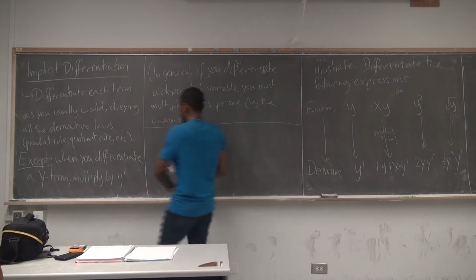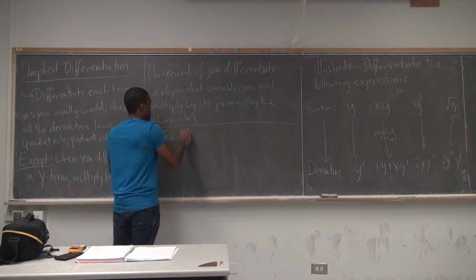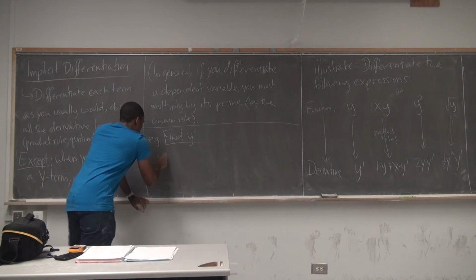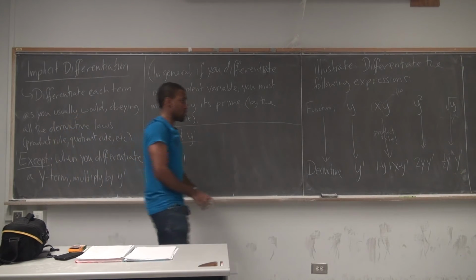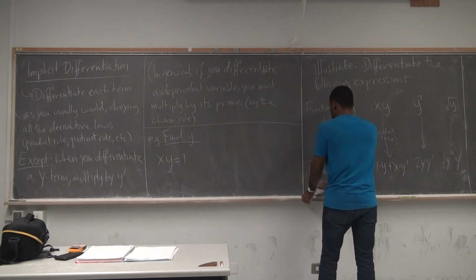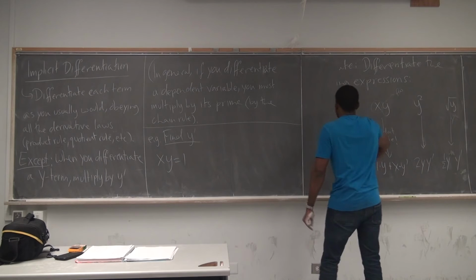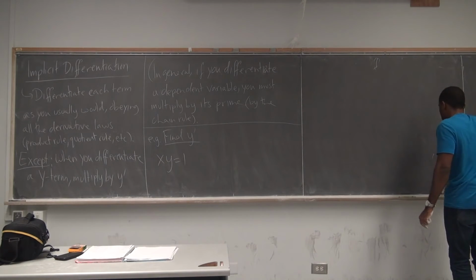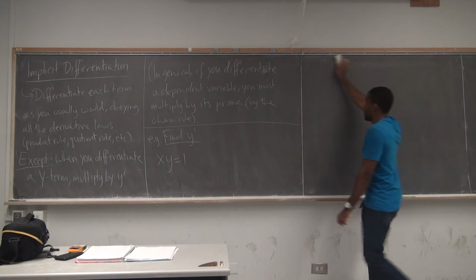So, an example. Find y prime. Let's say I told you x times y equals 1. Find y prime. And that one is pretty easy to do in two ways. So let's actually do that in two ways. Let's say you never heard of implicit differentiation. How would you have tackled that problem?